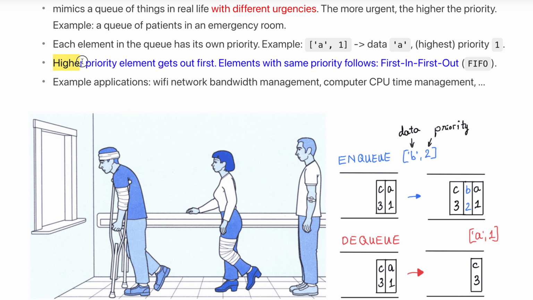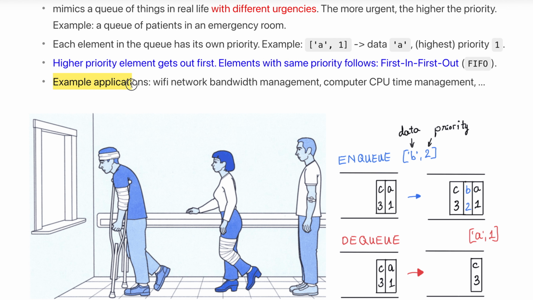So in a priority queue, the higher priority element gets out first. Like this person in the line, he has the most serious injury. Hence, he has the highest priority and he will get out of the line and get to the emergency room first. Elements with the same priority follow the first in, first out rule, FIFO. So if we have a priority queue with all the elements having the same priority, then our priority queue behaves exactly like a normal queue, first in, first out.